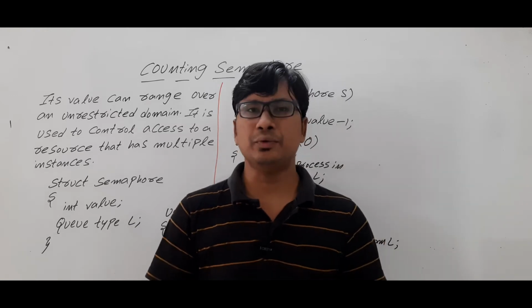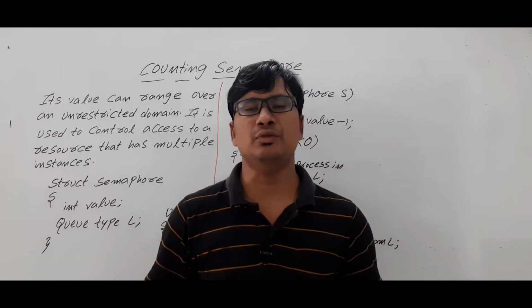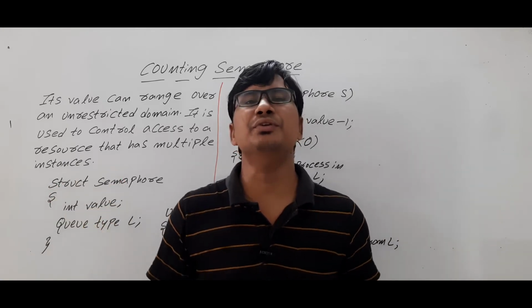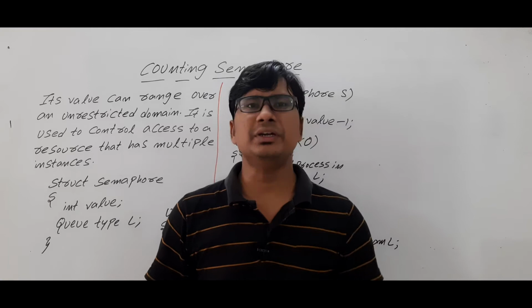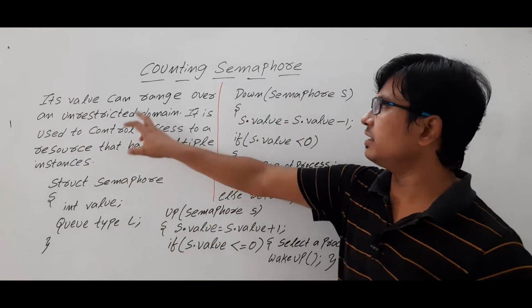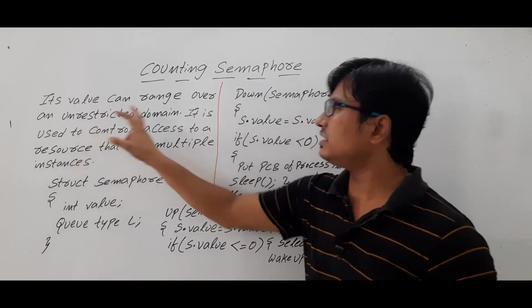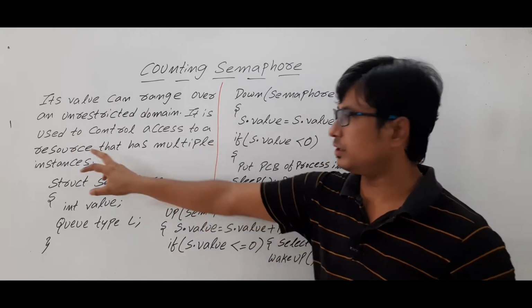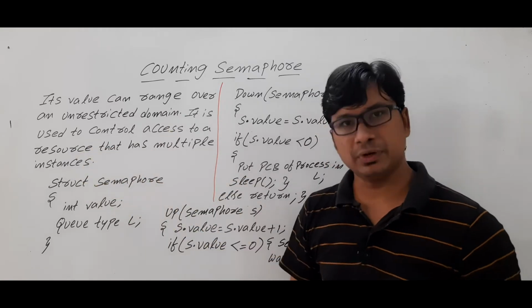In this video, I want to discuss in detail the counting semaphore. So I request everyone to watch the complete video for better understanding. First, let me define what a counting semaphore is. Its value can range over an unrestricted domain. It is used to control access to a resource that has multiple instances.